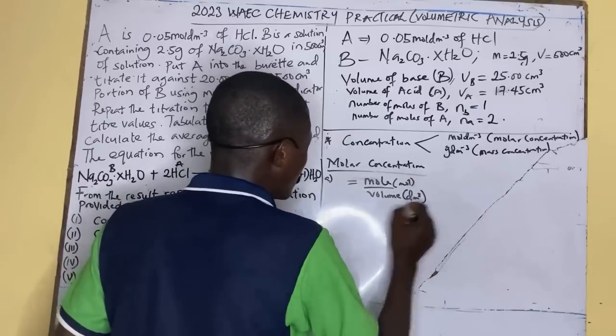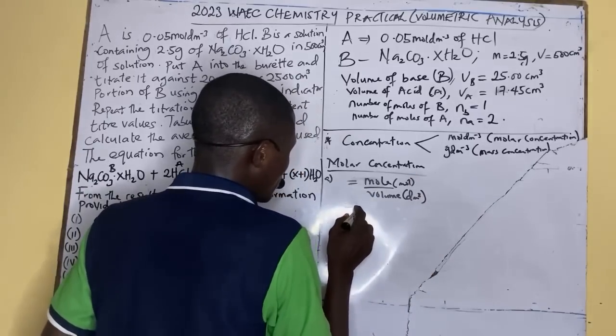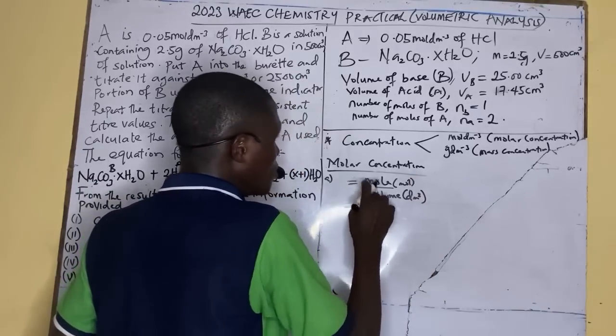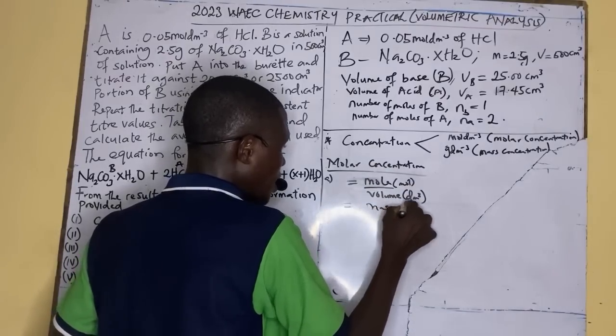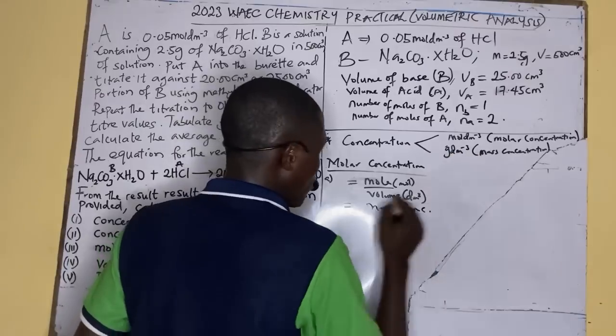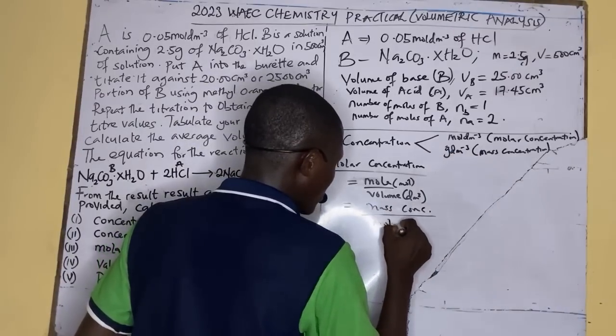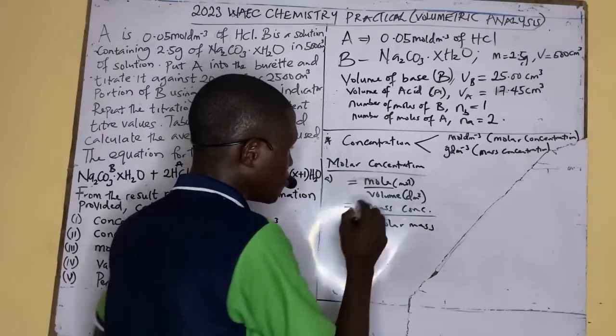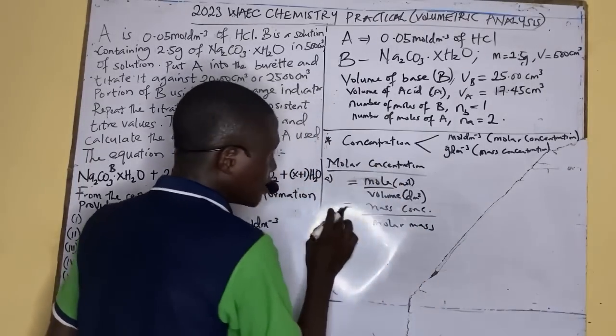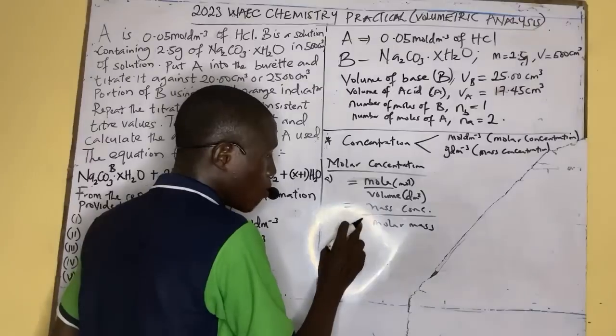The second one is, please follow me. Molar concentration can be obtained when you use mass concentration over molar mass. The first formula is mole over volume. The second formula is mass concentration over molar mass.